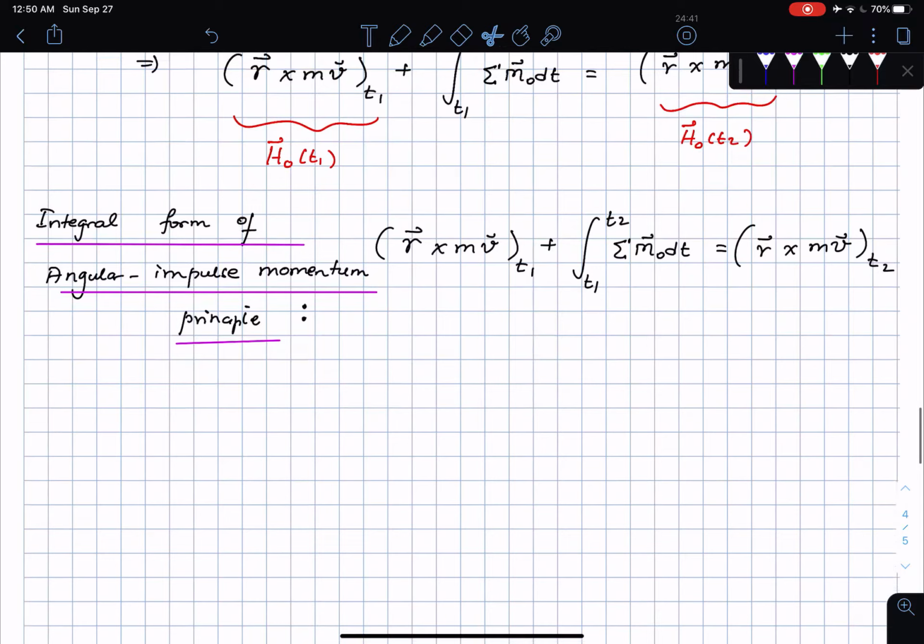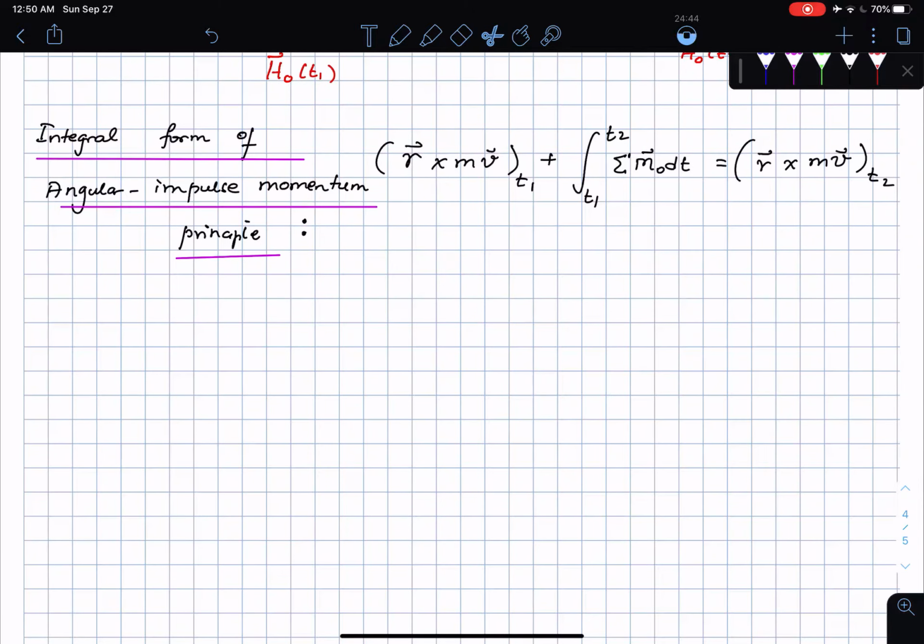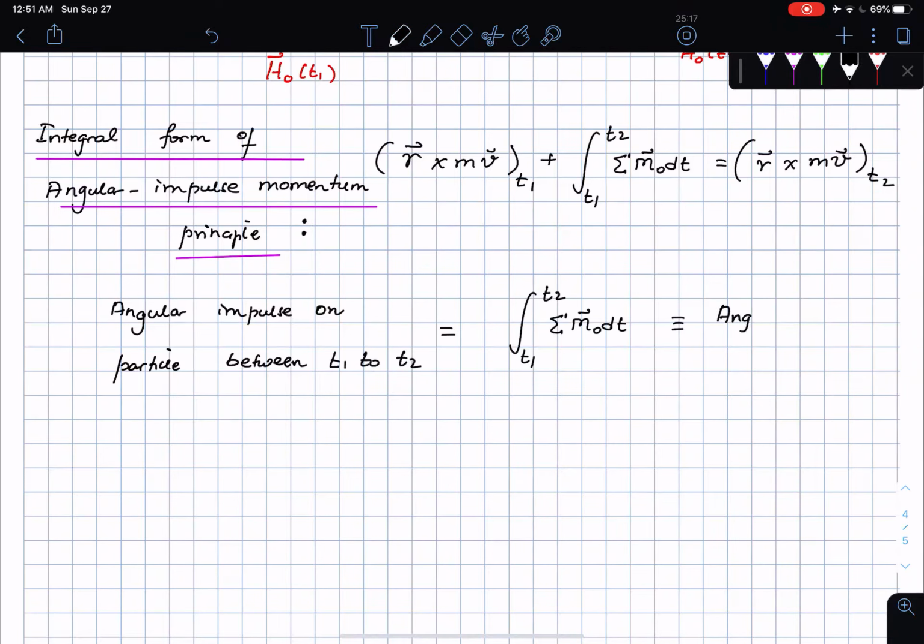And then here I can define another quantity. Like we defined a linear impulse, I can define an angular impulse. The angular impulse on the particle between T1 and T2 is this quantity, which is this integral quantity right here. I'm just going to copy that and paste that here. So this is angular impulse. We had a linear impulse, now you have an angular impulse.